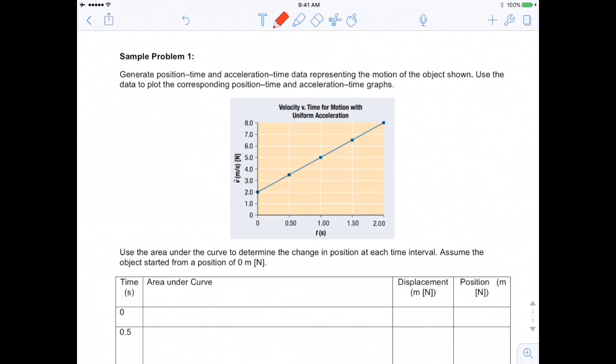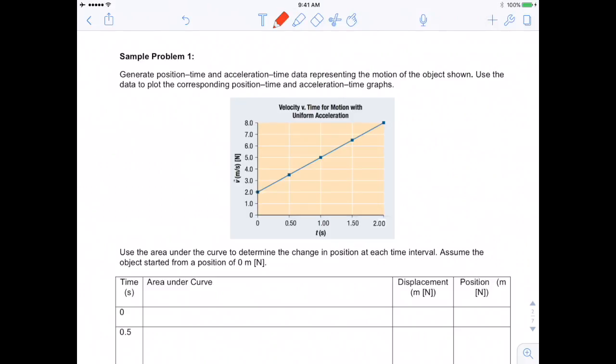We're going to show you how to generate position time and acceleration time data from the following velocity time graph. So this is a velocity time graph depicting uniform acceleration. In order to gather any information about position or displacement, we're going to have to take the area underneath the curve. And we're going to do this by each interval of time.